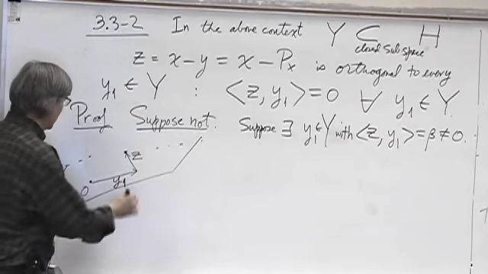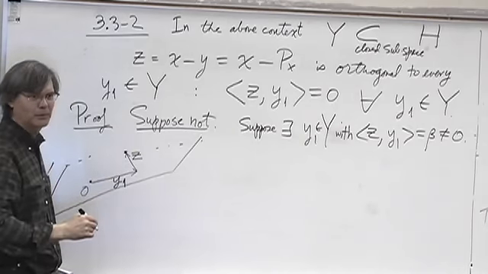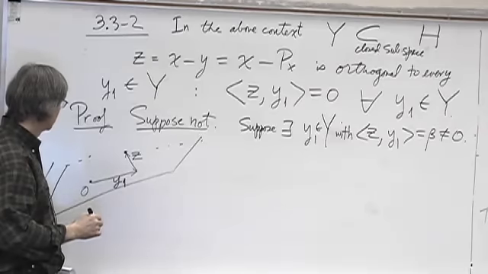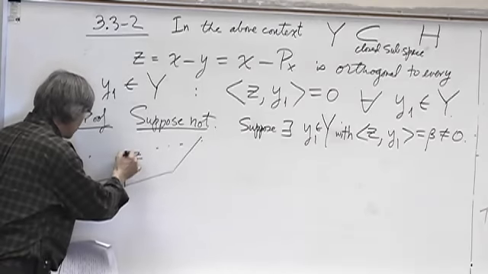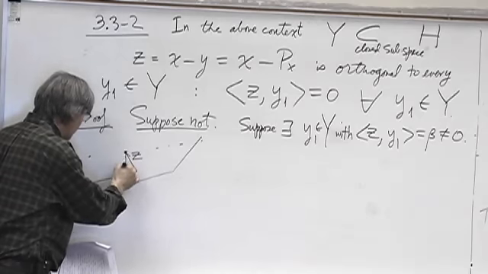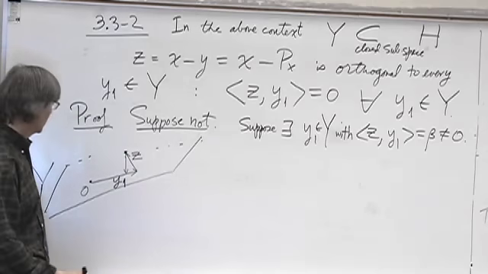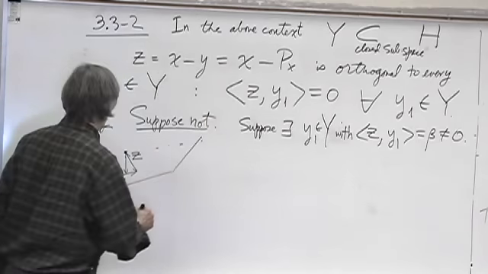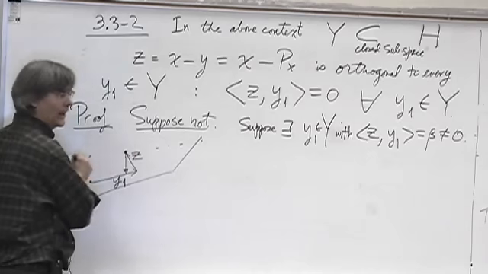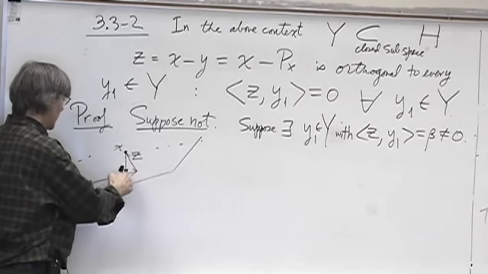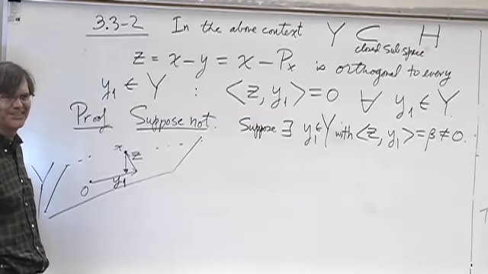Then basically the idea is, let's take some scalar multiple of y1 and make z perpendicular to it. What I want to do is take z minus, basically take the orthogonal projection onto y1. Since I started here at x, I claim that when I get down here finally, I'll be closer to capital Y than I was before, which is a contradiction.